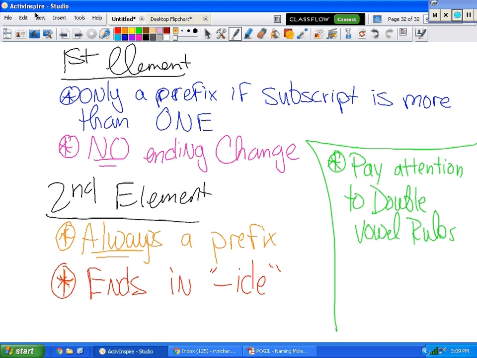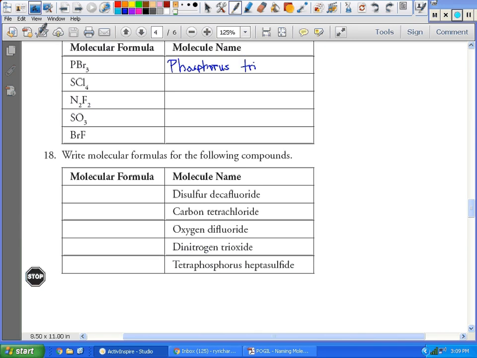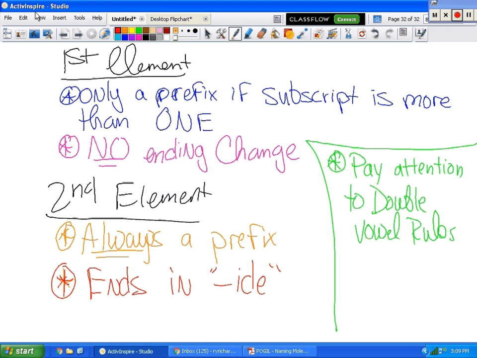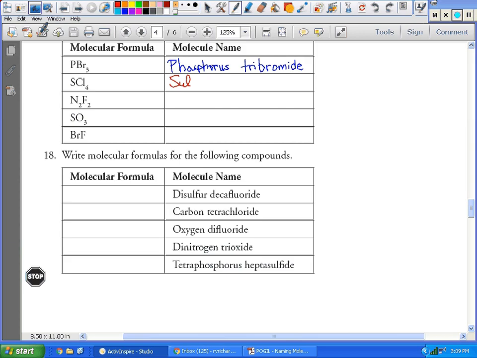Okay, Michaela, can I pick on you for this one? S. Does it need a prefix? No, why not? The prefix only for subscripts more than 1. Okay, so it is 1. So it is sulfur. Does the second one need a prefix? What is the prefix? Tetra. Okay, now what is the element of this there? Chlorine, and it ends in ide. So it's tetrachloride. Very good.